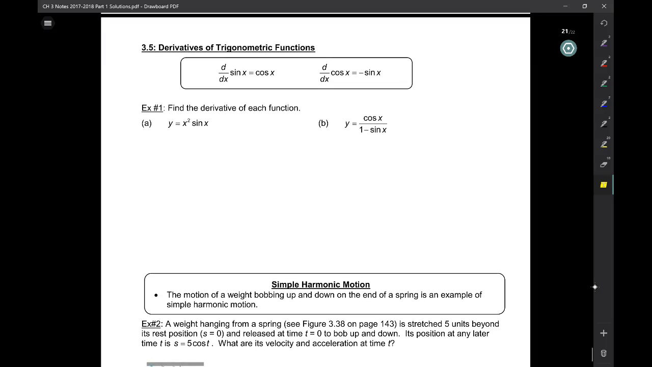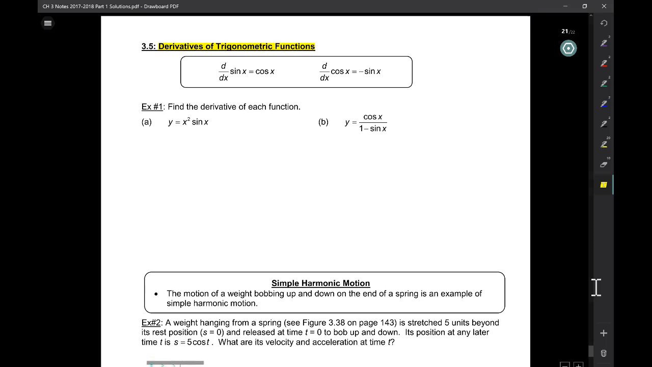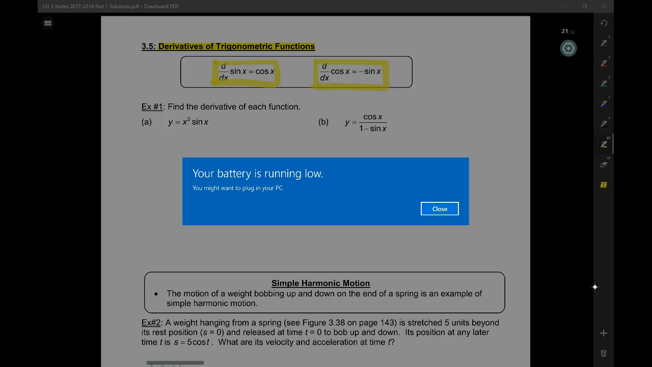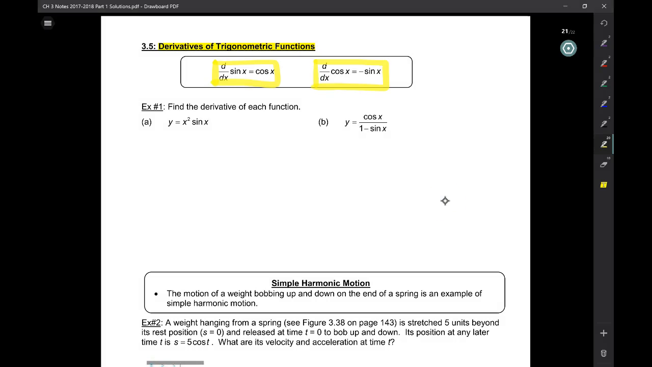All right, so one of the rules we're going to learn today has to do with derivatives of trig functions. The very first one that we're going to learn is the derivative of sine of x, and that's just cosine of x. And then the derivative of cosine of x is negative sine of x. So if you have sine of x, you take a derivative, you get cosine. You take a derivative, you get negative sine. You take another derivative, you get cosine. So it alternates back and forth.